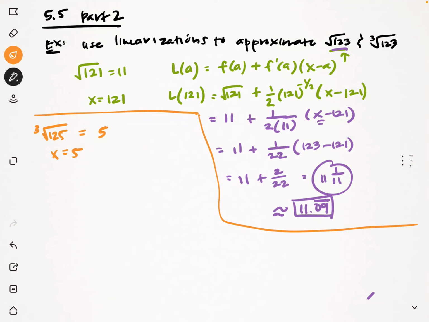Let's do our linearization. So L of 125 is equal to the cube root of 125 plus, we've got to do the derivative of this, so that's going to be 1/3 times 125 to the negative 2/3, and then times x minus 125. Okay, so again, we're plugging in all our a's from our formula, and we did the derivative here.